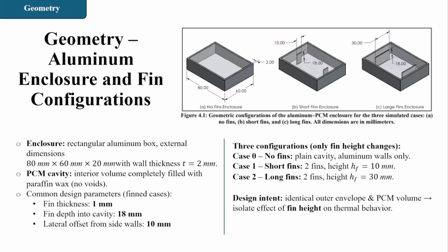Now looking at the geometry, it was done in SolidWorks, so the enclosure is the same in all cases, 80 by 60 by 20 millimeters. For thickness, we have about 2 millimeters of aluminum walls, and the interior is fully filled with paraffin. The only changing feature is the fin height. The no-fin case has a clean cavity. At the center, the short fin case adds two 10 millimeter aluminum fins, and the long fin case extends them to 30 millimeters. Fin thickness, spacing, and depth are identical in all cases, which means that any changes in heat transfer behavior can be attributed directly to the fin height.